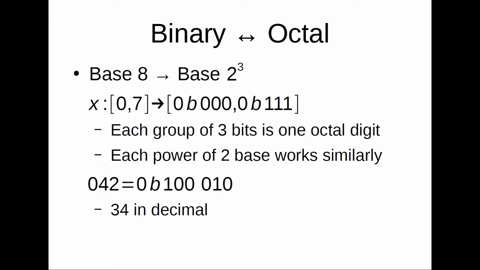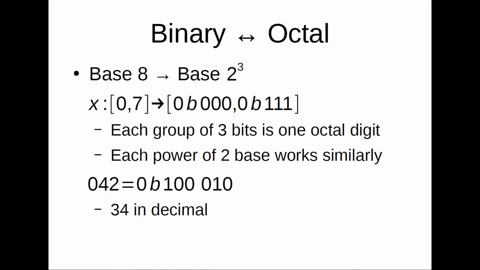Similarly to hex, you can convert between binary and octal in a pretty nice way, because base 8 is just base 2 to the 3. So each digit 0 to 7 becomes binary digits 000 to 111, where each group of 3 bits in this case represents 1 octal digit. And any power of 2 base works in a similar way. You could have 32 or you could have 4. They would have a nice little grouping of bits for each digit.